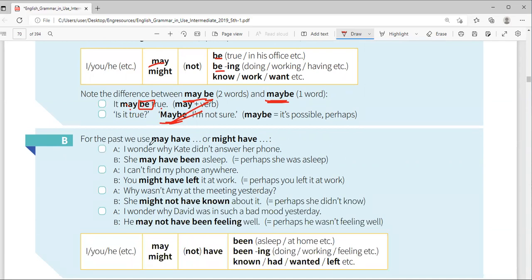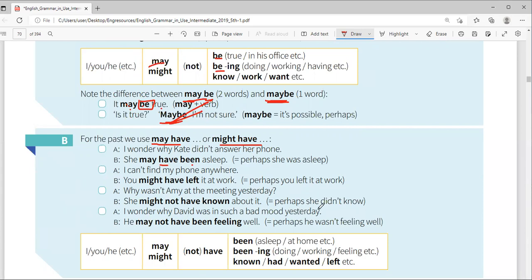For the past tense, of course, we use may have. Most of the modal verbs, the past tense always has have. Even must, remember, he must have gone. You remember we did that? For the past, we use may have or might have. I wonder why Kate didn't answer her phone. She may have been asleep. After have, of course, the participle. I can't find my phone anywhere. And then someone tells you, you might have left it in town. You might have left it, meaning perhaps you left it at work. Why wasn't Ami at the meeting yesterday? She might not have known about it.